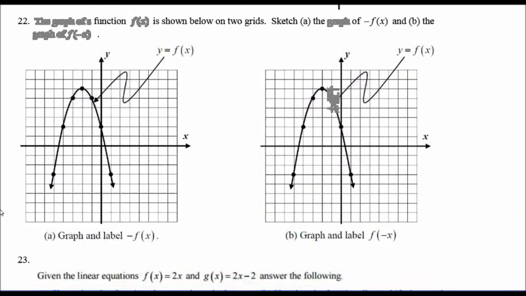All right, this graph is a basic parabola. And you've got 2 different things to do. It wants you to graph and label negative f of x and f of negative x. Right? So why don't you do as much as you can with this and then play the recording when you're ready.